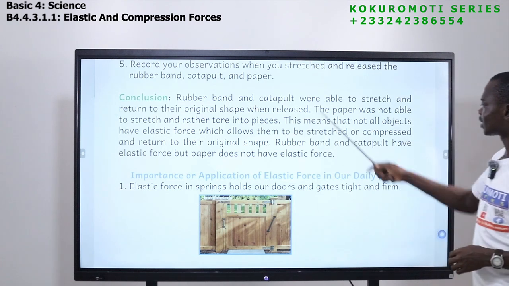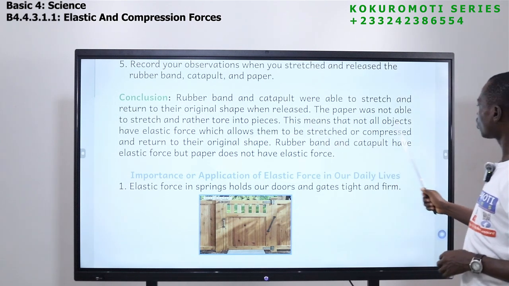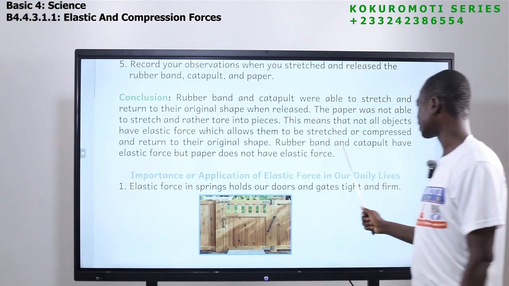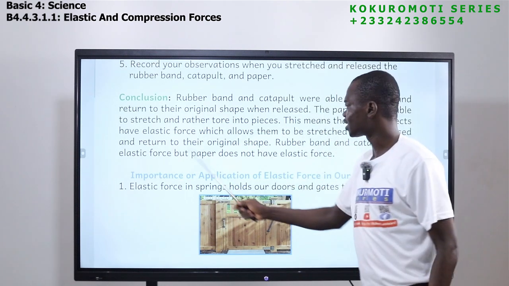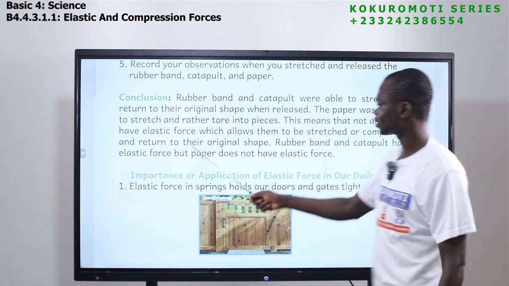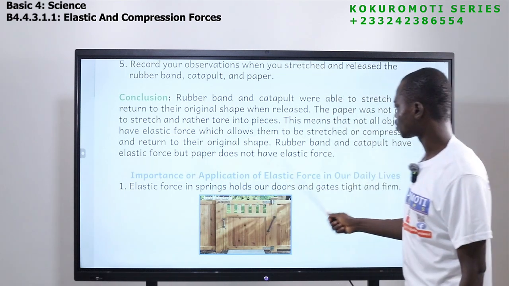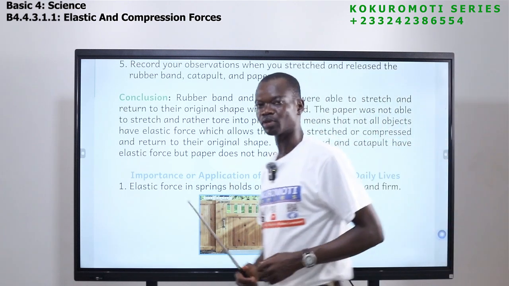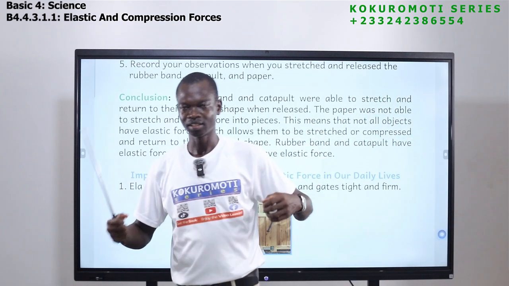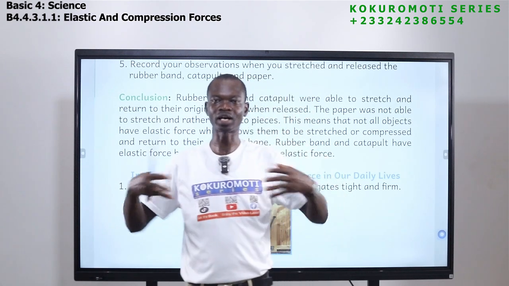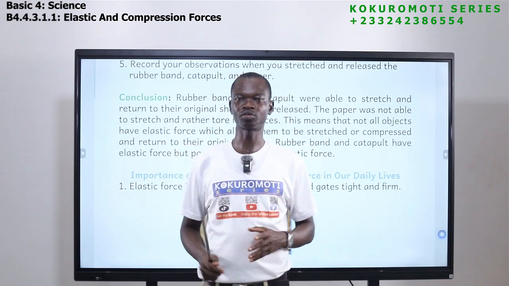The next one is that this means that not all objects have elastic force, which allows them to be stretched or compressed and return to the original shape. The rubber band and catapult have elastic force, but paper does not have elastic force. That is why it was not able to be stretched, and we couldn't compress it either. So that is what you should know.